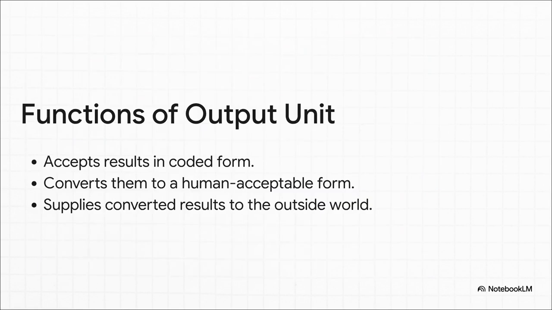And this is where it really shines. The output unit acts as our translator again, but this time in reverse. It takes the computer's coded answer, converts it back into a human-readable form we can understand, like the words you see on your LED display, a photo from a printer, or even complex architectural drawings from a plotter. Then it supplies that final converted result back to us.